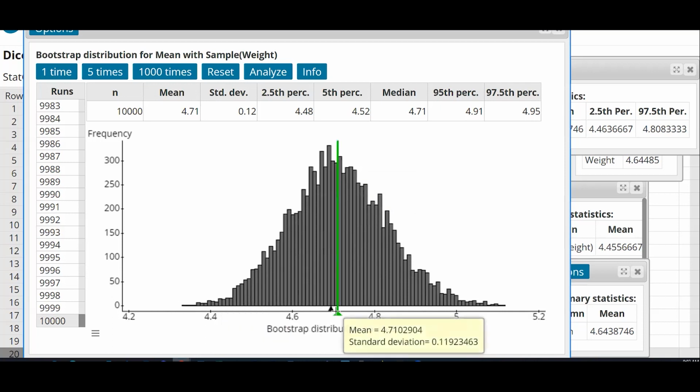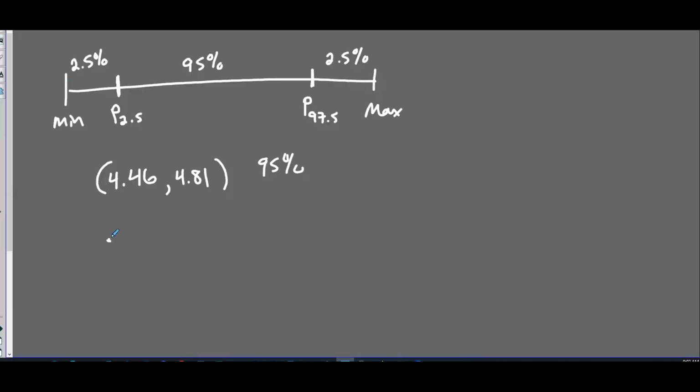And here the mean of my distribution is 4.71. And it also gives me these automatic percentiles. So it gives me the 2.5 percentile and the 97.5th percentile. So I get 4.48 to 4.95. So 4.48 to 4.95. So that is my bootstrapped confidence interval. And we'll say we're 95% sure that our population mean weight is between 4.48 and 4.95.